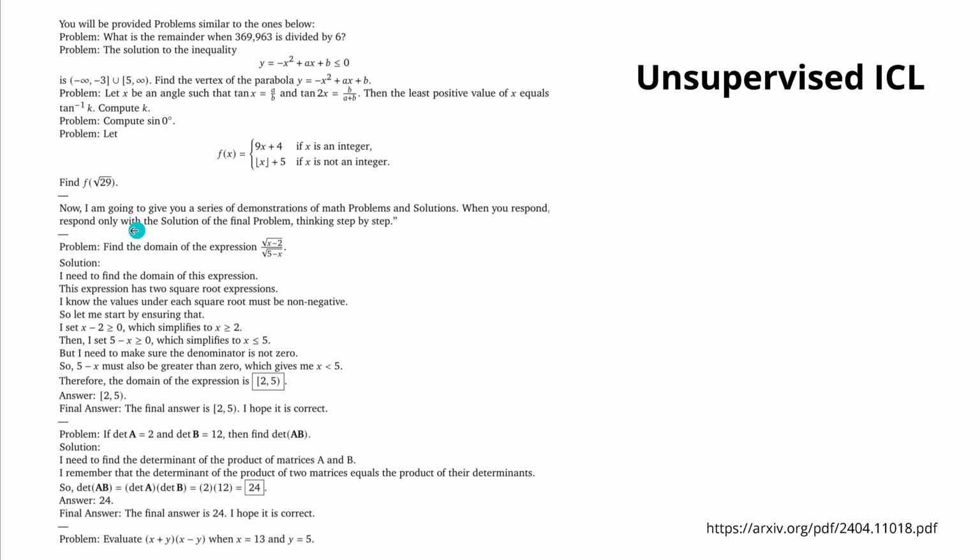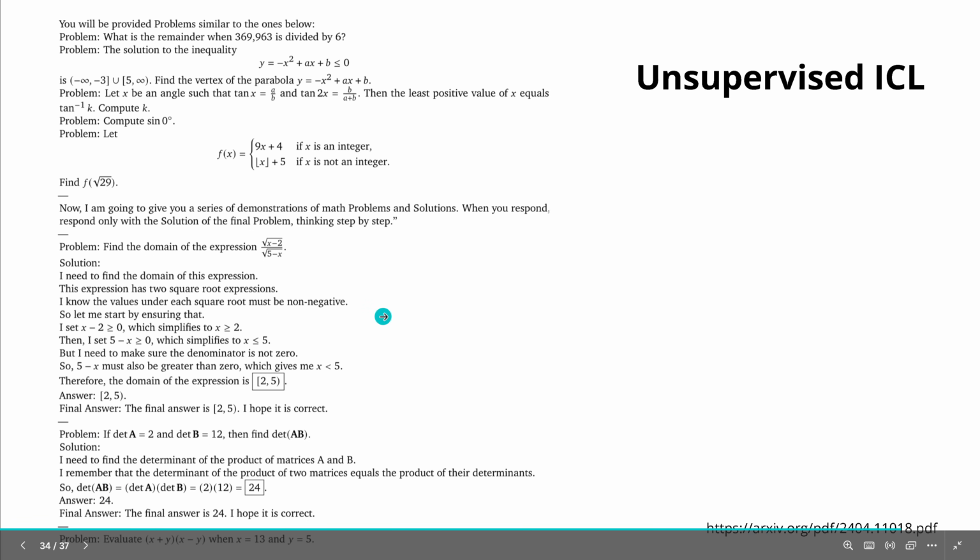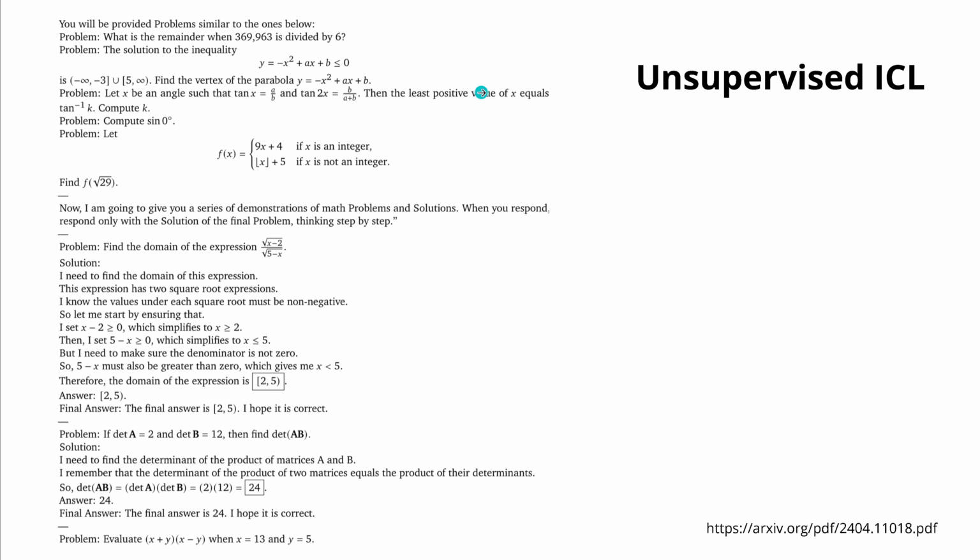And then I tell the system here, now I'm going to give you a series of demonstrations of mathematical problem solutions. So I give it a two-shot example. Problem, solution, answer. Problem, solution, answer. But look at this. The mathematical domain here, the subdomains, they are diverse and they are not exactly related to my problems. I just say here, hey, find the domain of the expression here, and it says here I want to have the product of matrices A and B, the determinant. Calculate this.